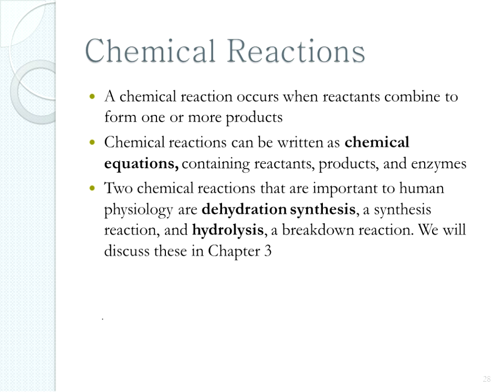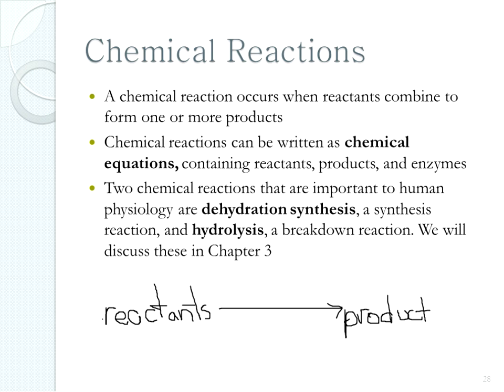Chemical reactions can be written as chemical equations. So on one side, we start with the reactants, the things that go through the chemical reaction. We draw an arrow to show the reaction has taken place, and at the end of the arrow, we write the product of the reaction.